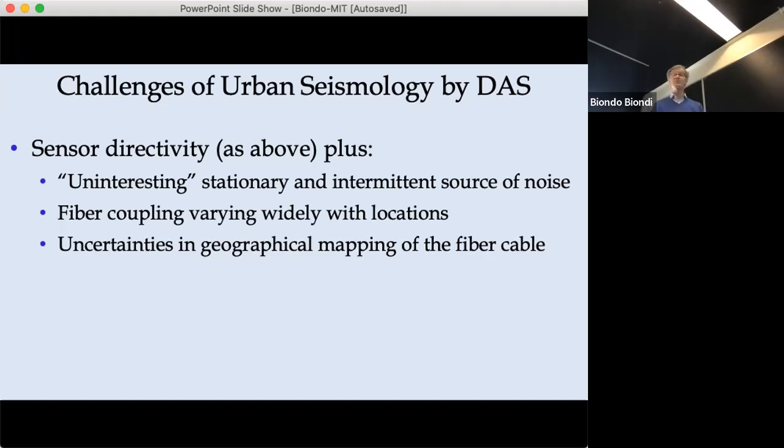However, when they put the fiber, they don't think about your seismic application. And so the coupling between the fiber and the ground around it, that basically supports the wave propagation, can vary dramatically. And we'll see some examples. And interestingly enough, there are also some uncertainties of where the cable is and how long the cable is, pulled or not, in different manholes.